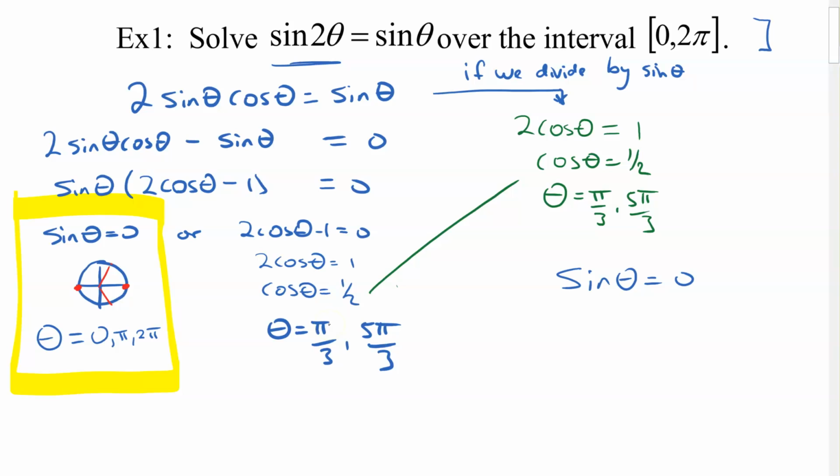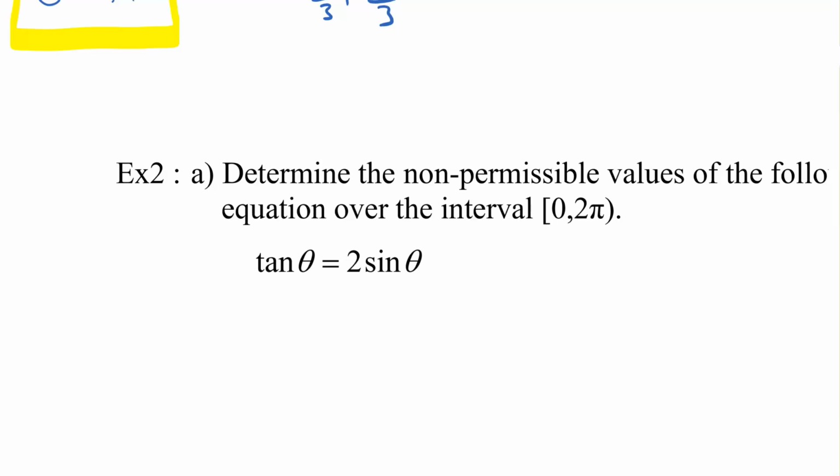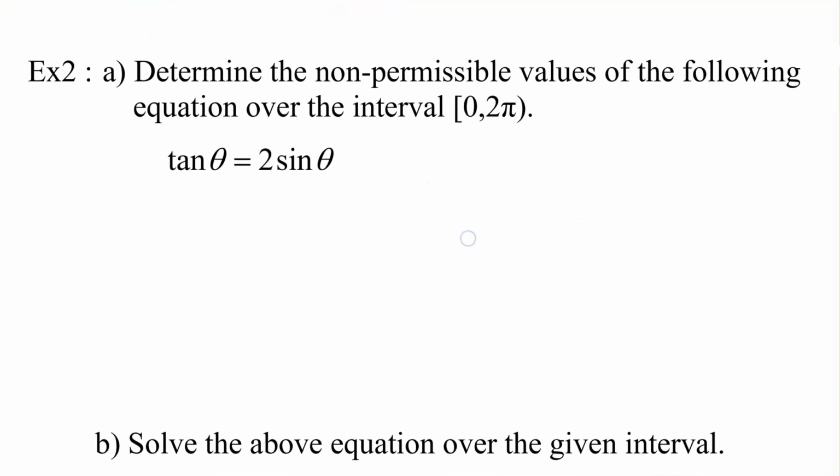Don't divide both sides by something. Okay, let's try the next one. Here we've got tan theta equals 2 sine theta. There's no double identity in this one. Oh, look at this. We're not going to include 2 pi on the right-hand side.